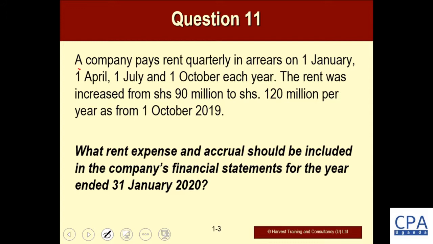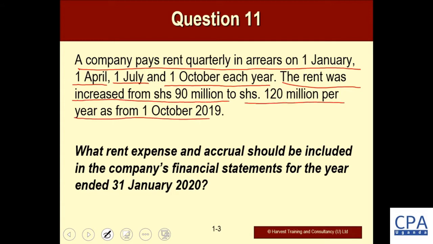Now, we are told that a company pays its rent quarterly in arrears on 1st of January, 1st of April, 1st of July, and 1st of October each year. The rent was increased from 90 million to 120 million per year as from 1st of October 2019. And as I've mentioned, we were required to determine the rent expense and the accrual that should be included in the company's financial statements for the year ended 31st of January 2020.